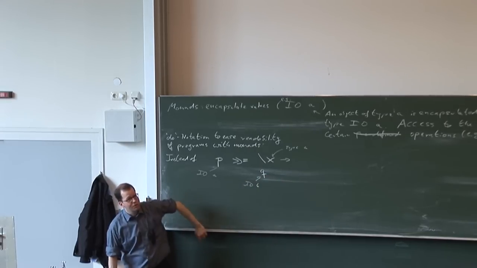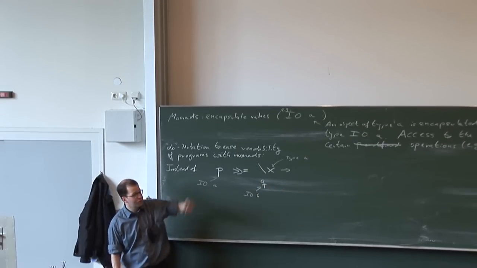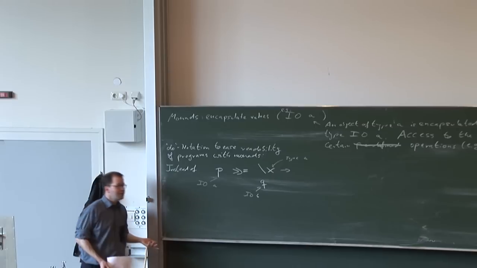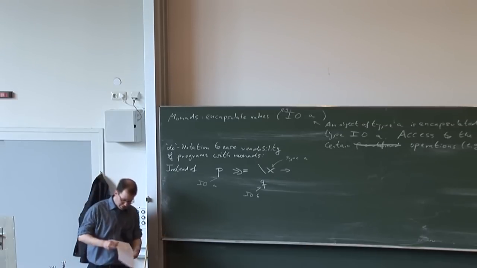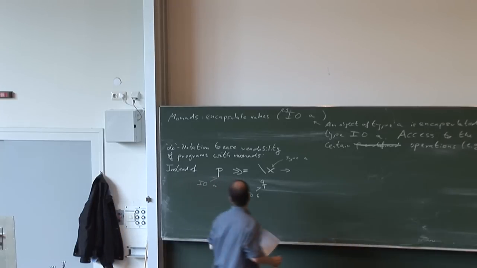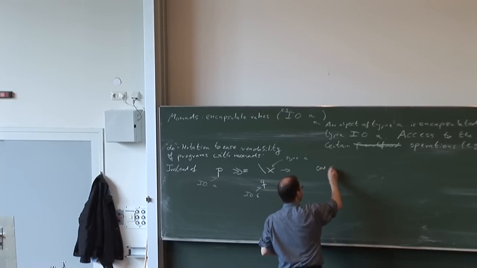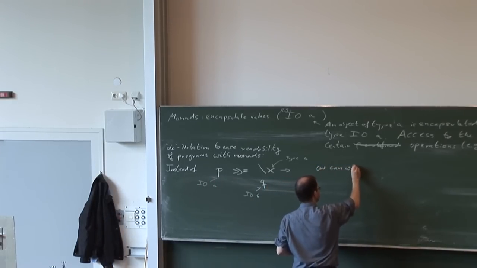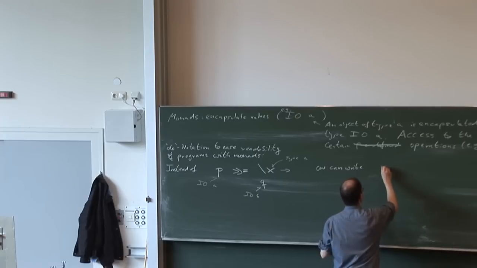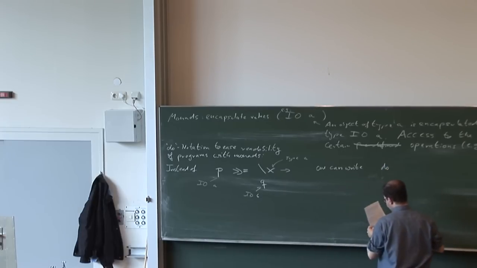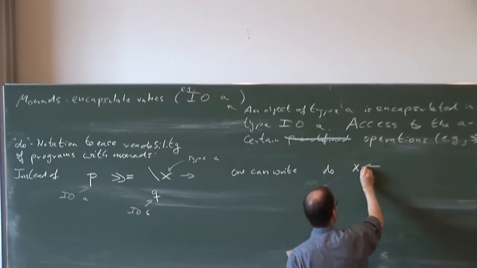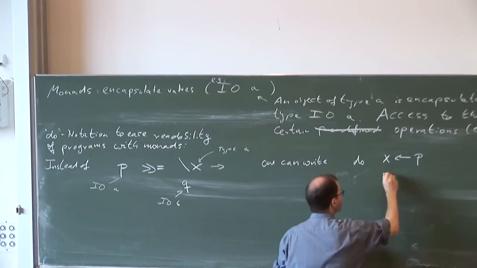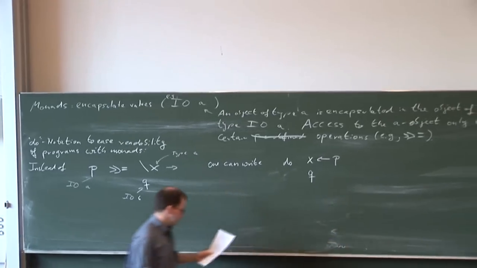Now you can see this is also the form that we used over here. So whenever you use bind, then typically your programs will look like this. And in order to avoid this, one can write the following. We write do, and now we simply write this.